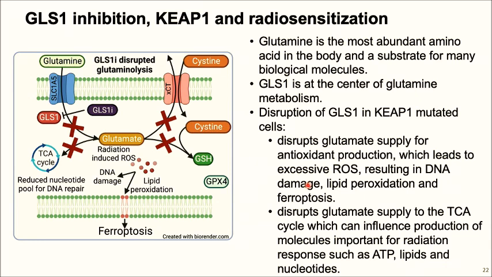It disrupts glutamate supply to the TCA cycle as well, which can influence production of molecules that are important for radiation response, such as ATP, lipids, and nucleotides. So cells that are KEAP1 mutated are addicted to glutamine. If we disrupt glutamine metabolism in those cells, then we see drastic consequences.